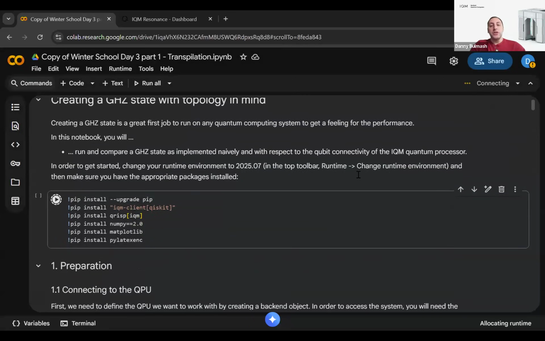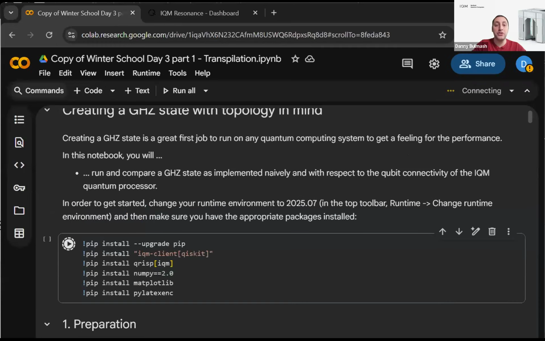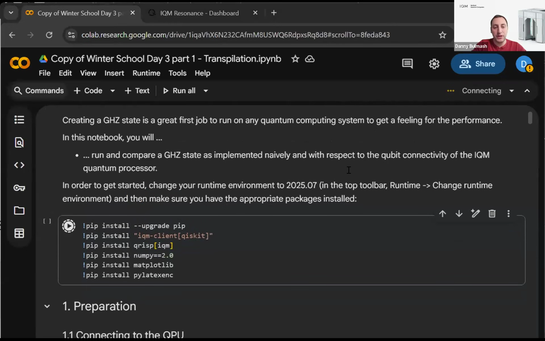Okay. So what we're going to do in this lab is create a GHZ state, and we're going to keep in mind exactly what is happening on the quantum computer. In particular, we're going to be paying careful attention to routing. So we want to make sure that we do something that is routing compatible.